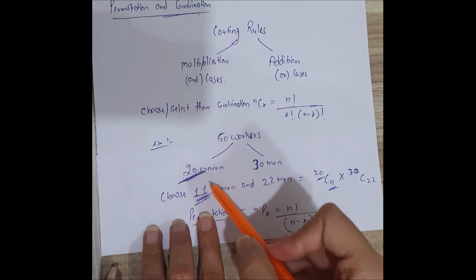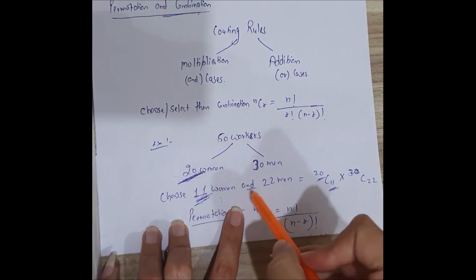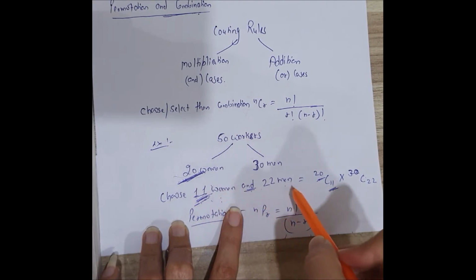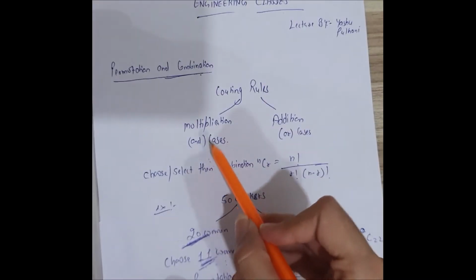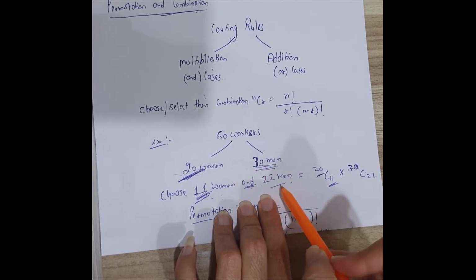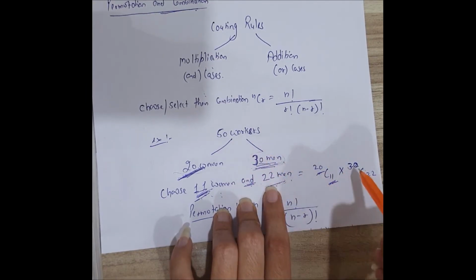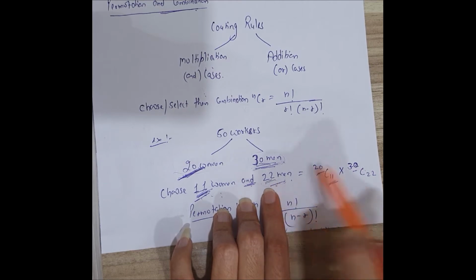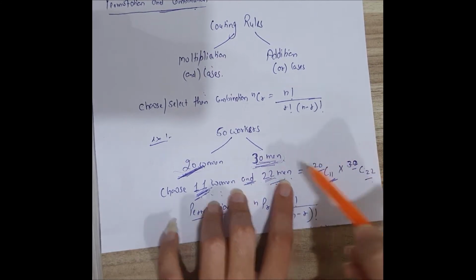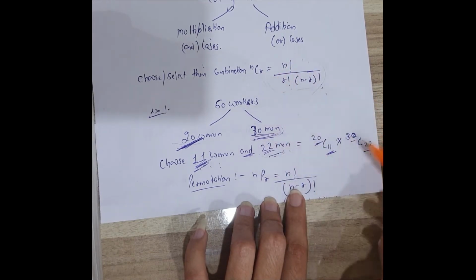So we use 20C11, and they are saying this and this, it means both. In case of and, we use multiply. From 30 men we have to choose 12 men. This is n and this is r. It means 30C12. We will use this formula for combination and solve it.